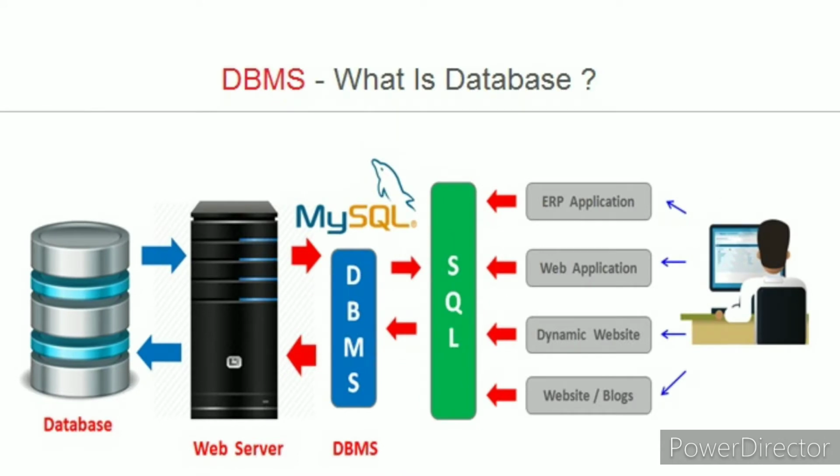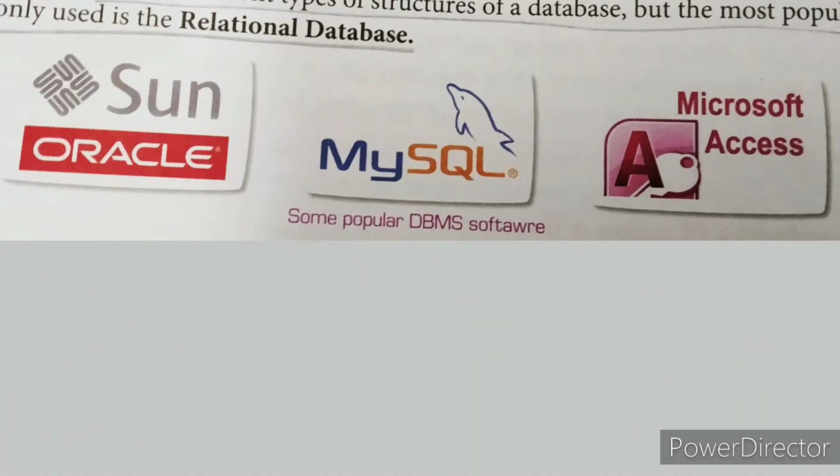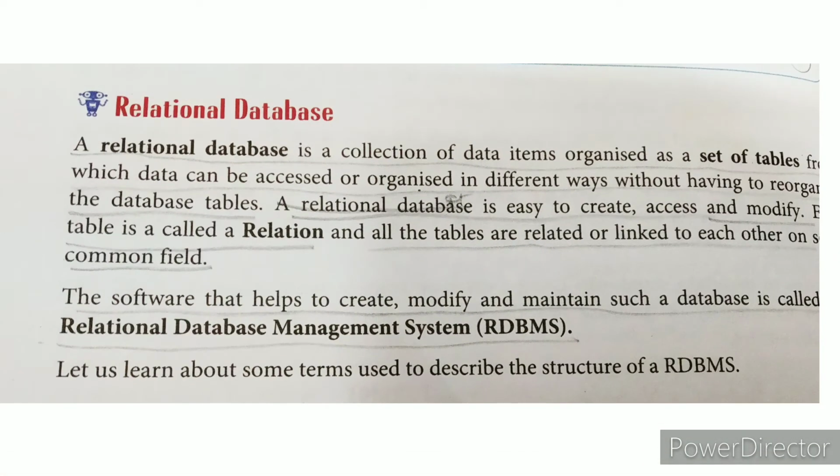So, the DBMS provides users and programmers with a systematic way to create, retrieve, update, and manage data. There are many popular DBMS software such as MS Access, Oracle, MySQL, DB2, FoxPro, etc. There are different types of structures of a database, but the most popular and commonly used is the relational database.